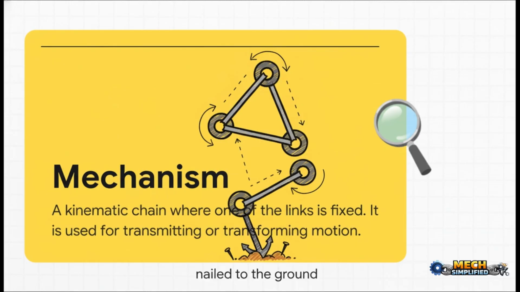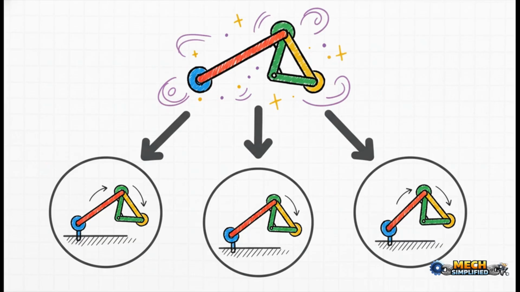To make it a useful mechanism, you have to fix one of those links to a frame. You have to nail it down, so to speak. That fixed link becomes the anchor, the reference point that all the other motion happens around. And this leads us to one of the most brilliant, kind of mind-bending ideas in all of mechanical engineering. It's called inversion. It means you can take the exact same set of links, but create completely different machines, just by changing which link you decide to fix to the frame. It's like mechanical alchemy. It's amazing.